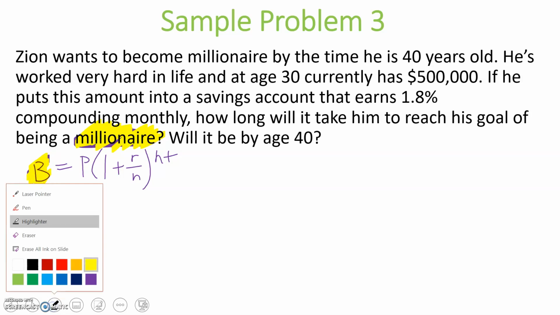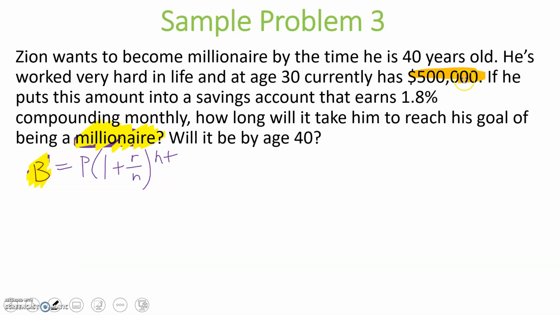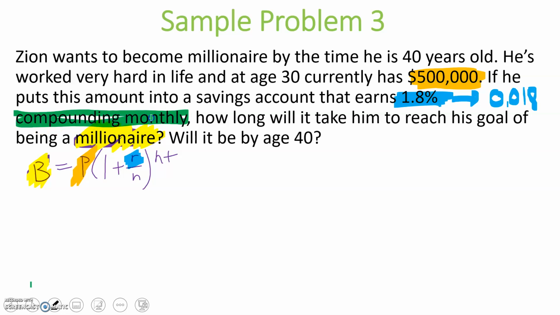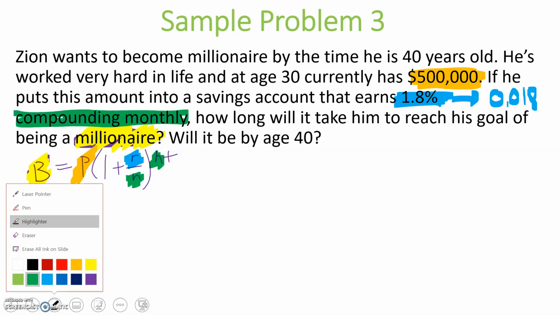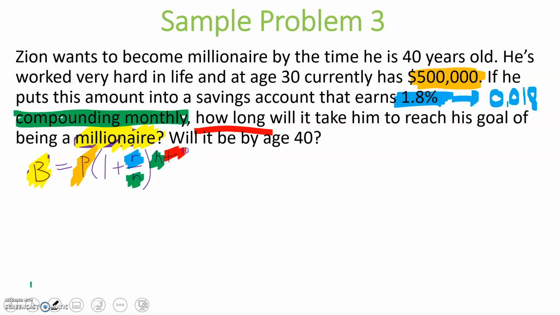Now, we also know that he currently has, or our principal he's depositing, is 500,000. So that's our P. We know that he is putting it into an account that has a rate of 1.8%. Just keep in mind, when we plug this into the formula, it will go in its decimal form, 0.018. And we know that this account is compounding monthly, so that's 12 times in the year. So n will be 12. That's our frequency. Now, the only piece of information we do not know is how long. So that's our variable t, and that's what we'll be solving for here.